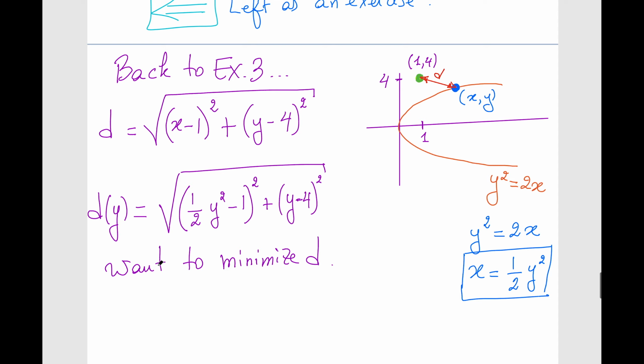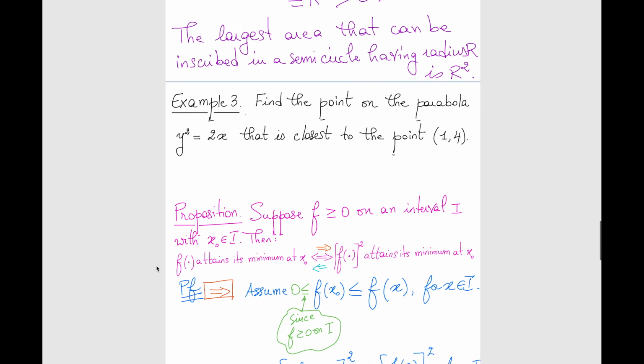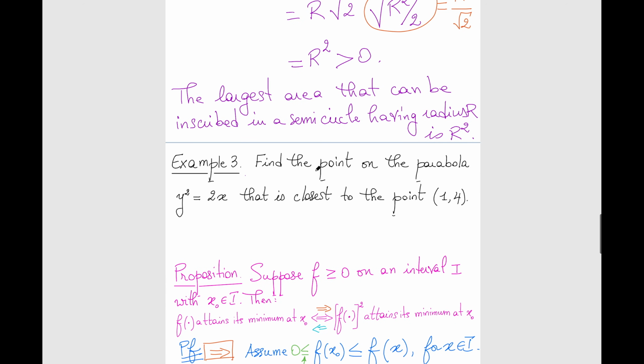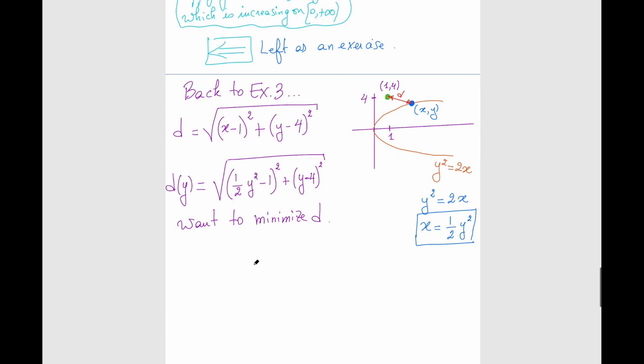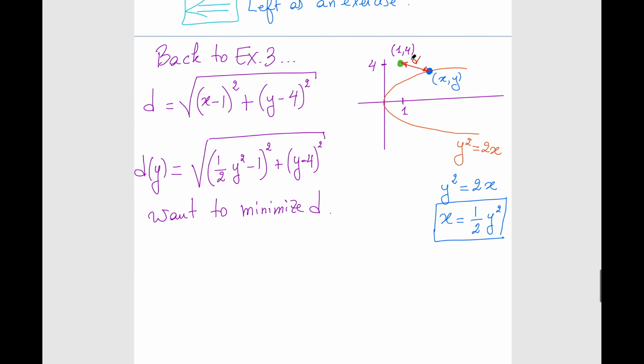Why do we want to minimize d? If you forgot, this is the question. We want to find the point on the parabola that's closest to the point (1, 4). Closest in the sense that the distance is minimized, right? The distance d is minimized. All right.